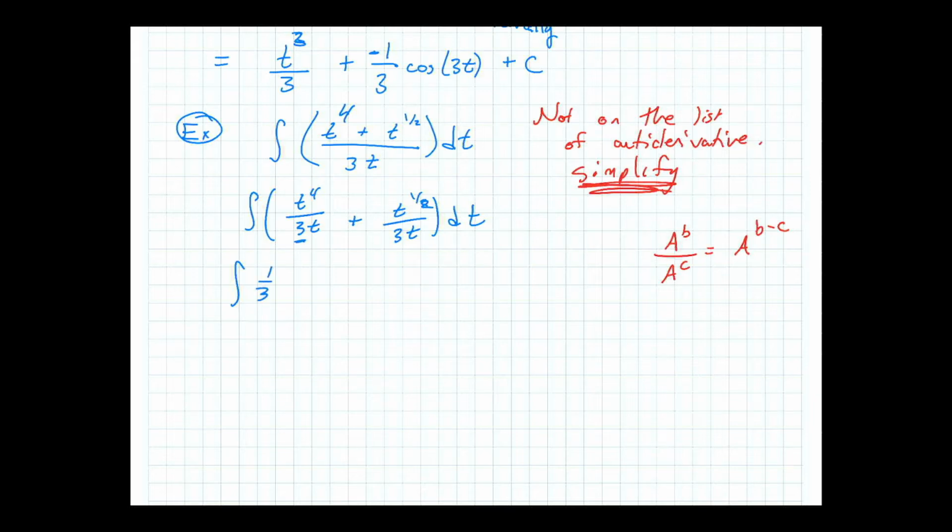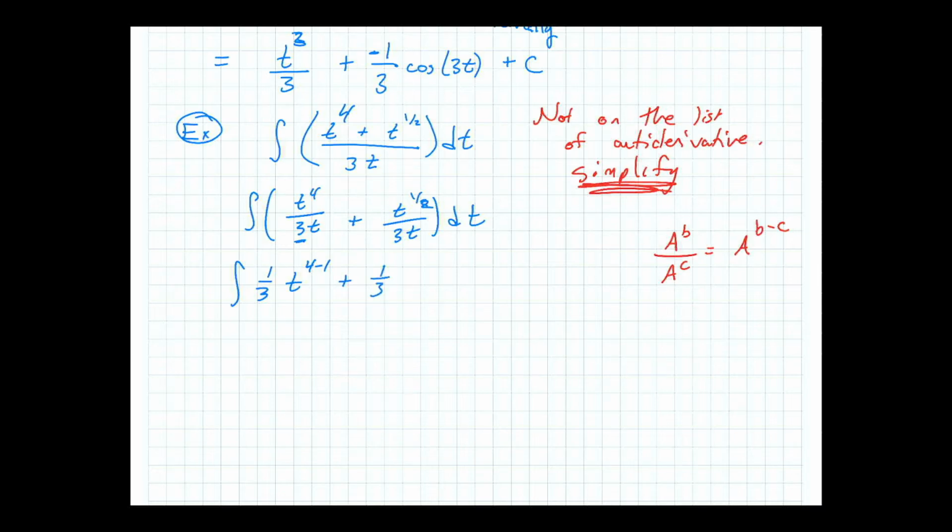I'll just write that 1/3 out to the side. And then t, what's the exponent going to be? Well, you subtract. So the b and the c, b minus c. So we have a 4 and a 1, because we don't have an exponent written here, so it's a 1. 4 minus 1. Okay? And then for the other one, same thing.